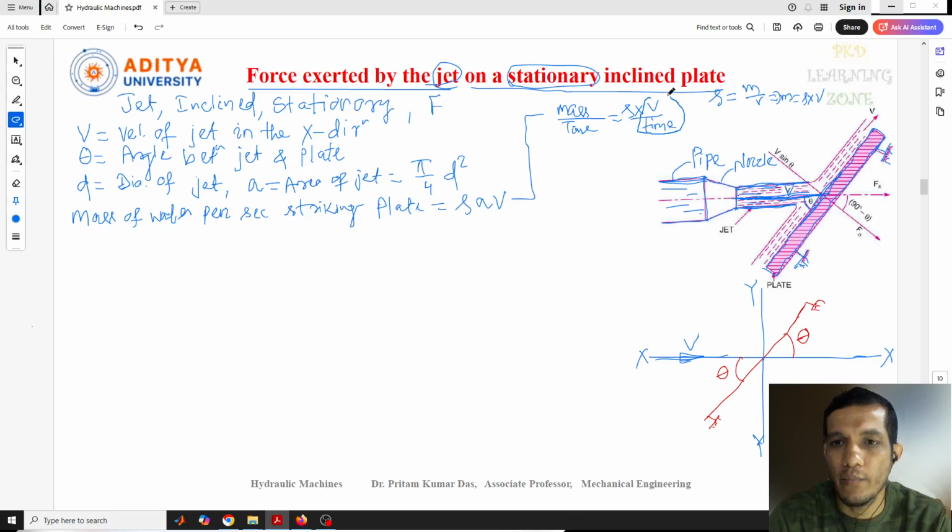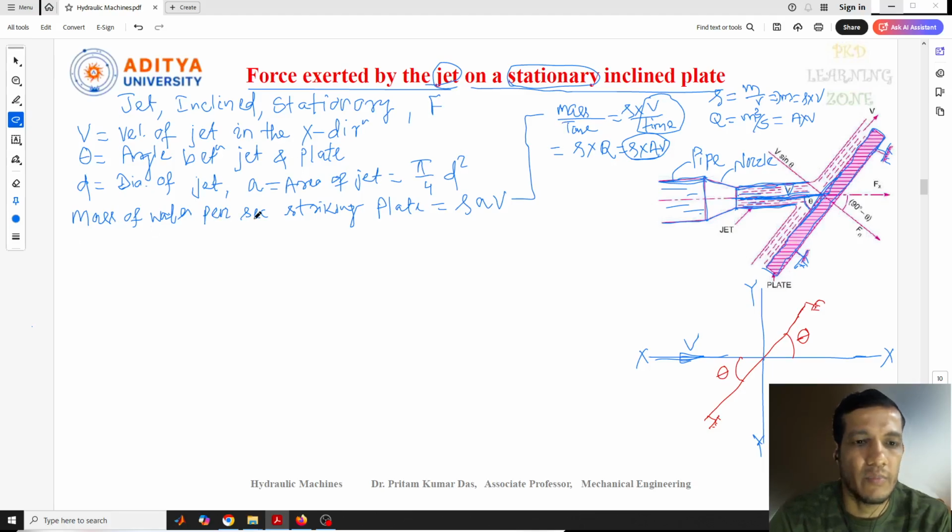This volume per time is nothing but discharge, or flow rate. We know that its unit is meter cube per second, and this is the volume of water which is coming out with respect to time. Discharge we can also write in terms of area into velocity. So same thing we have done here, rho into Q, and this we can again write as rho A V. So the mass of water per second striking the plate is nothing but rho A V.